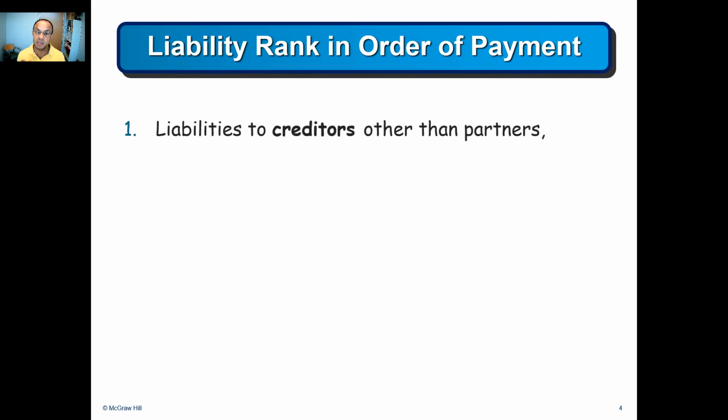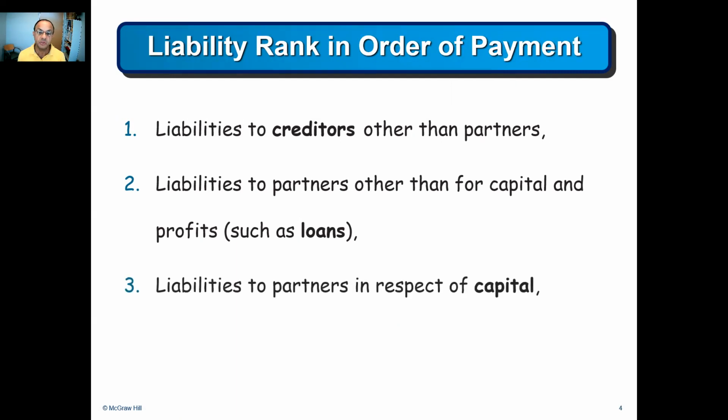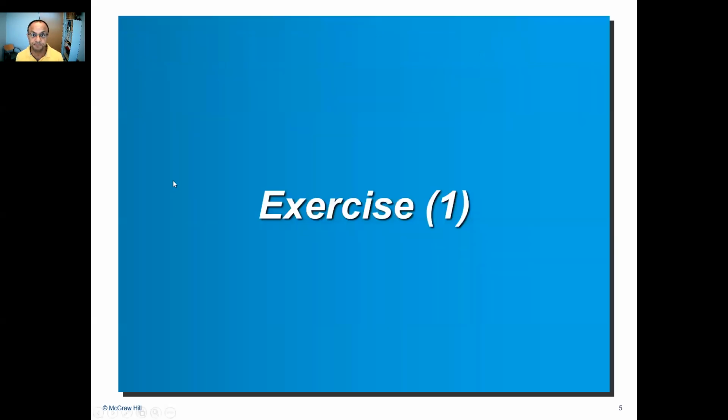First, we put a payment for creditors. Then we pay the partners if they are giving loans to the company. So we consider here the partner not as an owner, but as a creditor. But he will get his money second after creditors. Then we pay the liability to the owners, which is their capital, and finally, their portion of profits. So when we pay the liability, we have to pay them in this order.